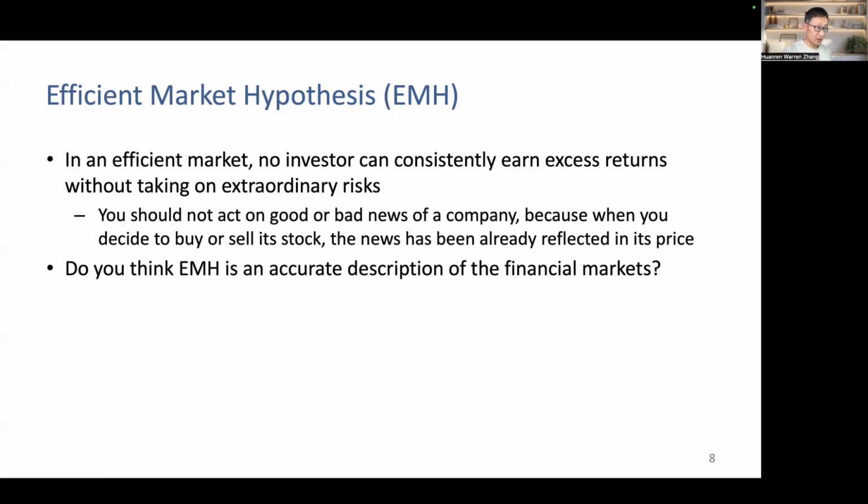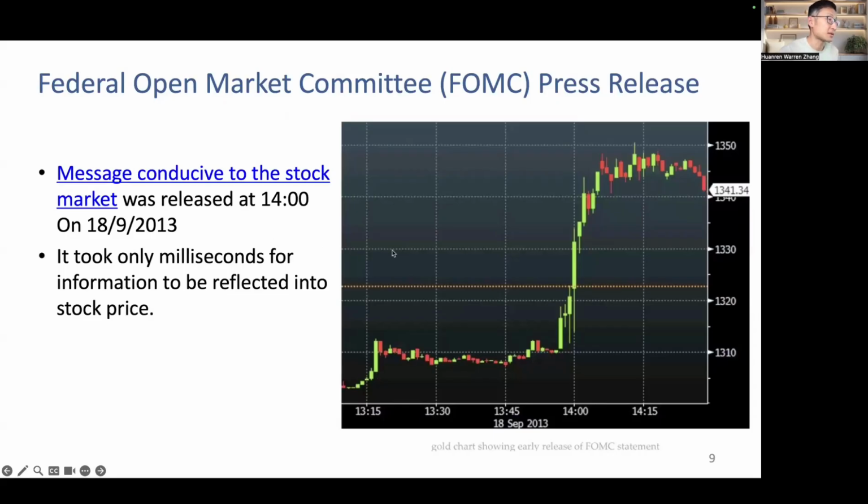Think about it. Now let me give you some evidence that is supporting or refuting the efficient market hypothesis. This is the stock price right before and after the Federal Open Market Committee press release. If you understand the structure of the Federal Reserve in the United States, you know that those committees usually come together to have discussion and decide whether they will make changes to the corresponding interest rate. And we also know that the interest rate has a great influence on the asset price, especially stock price.